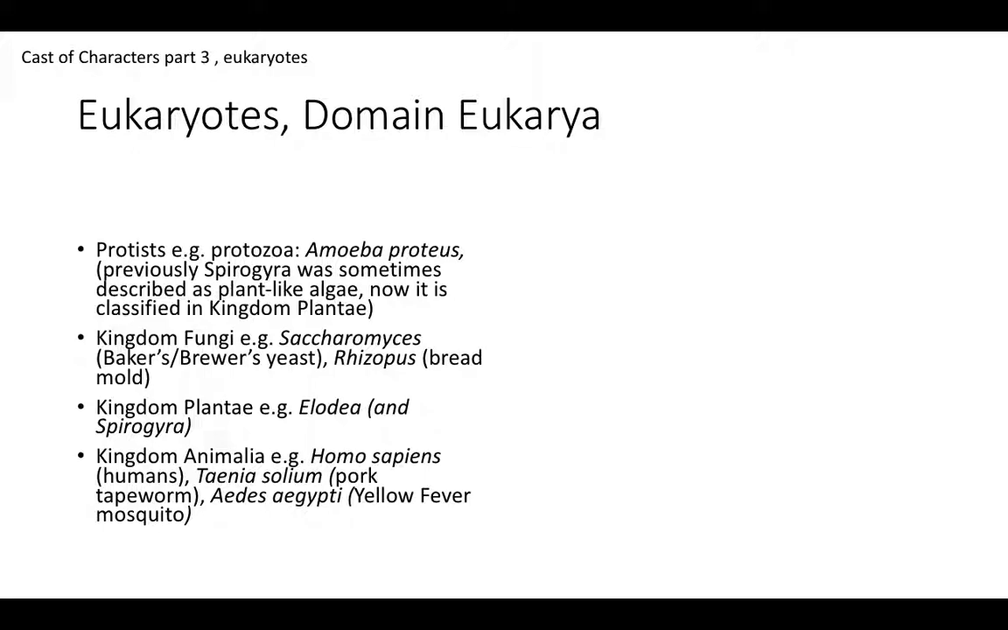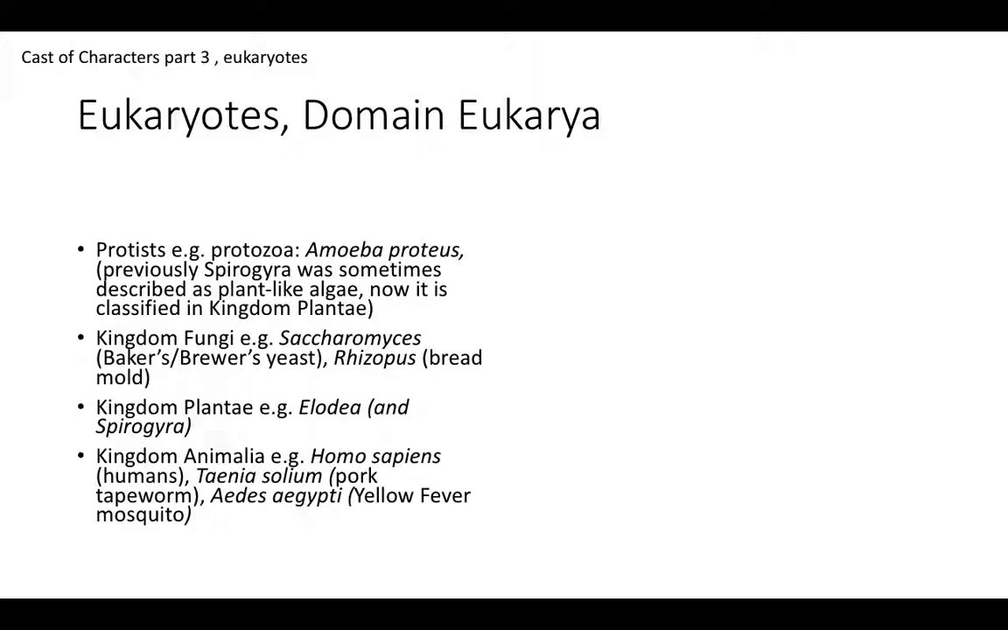So folks, we will be seeing, as an example of animal-like protists, an amoeba, Amoeba proteus, which is a free-living little protozoan. We'll then be looking at members of kingdom Fungi. We'll look at unicellular fungi called yeasts. We'll be looking at Saccharomyces cerevisiae, also known as baker's or brewer's yeast. And then we'll be looking at the filamentous mold, Rhizopus, also known as bread mold.